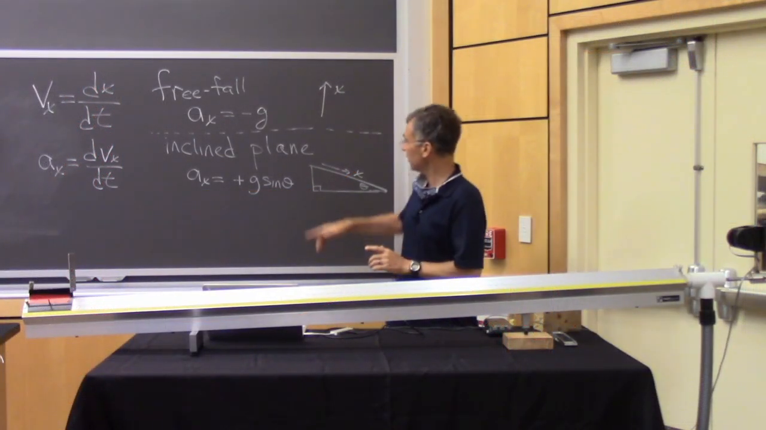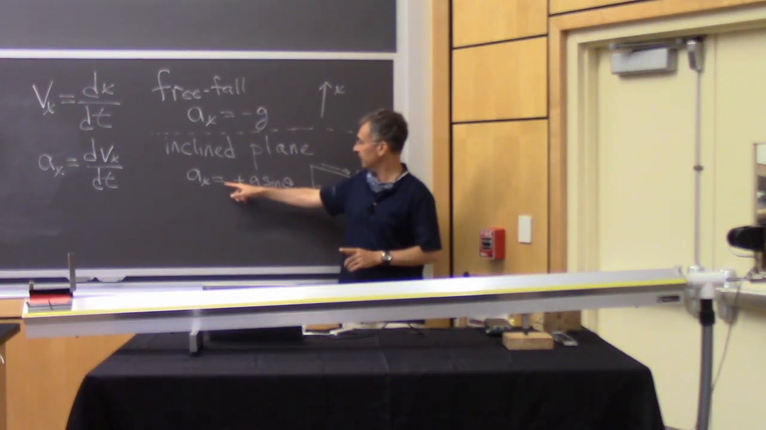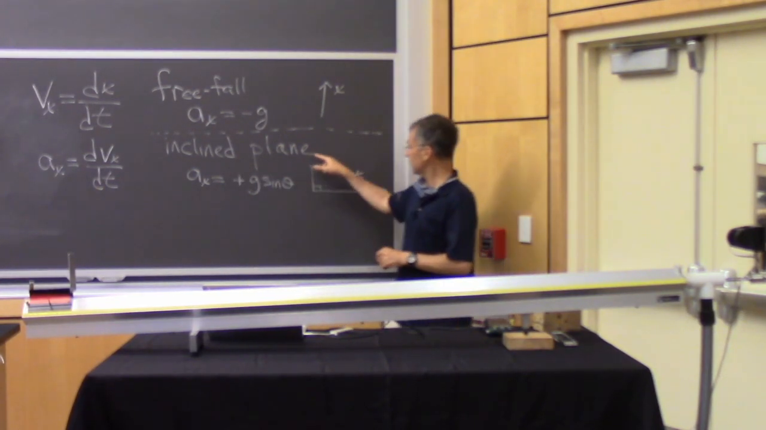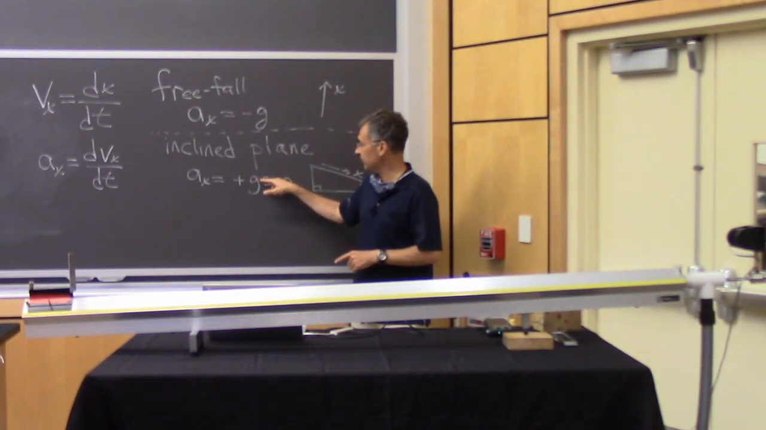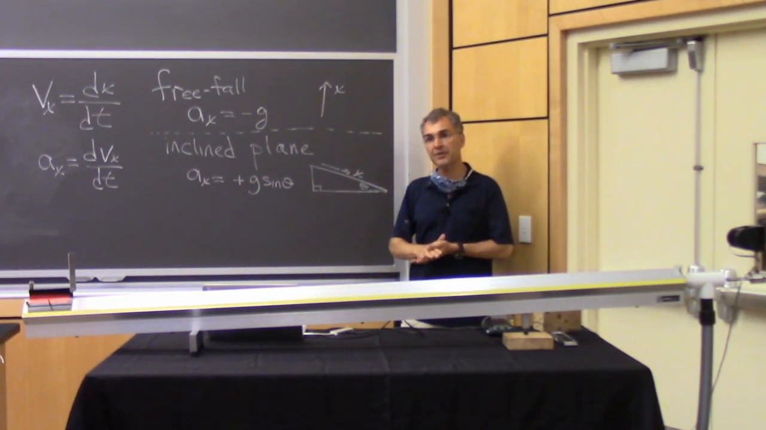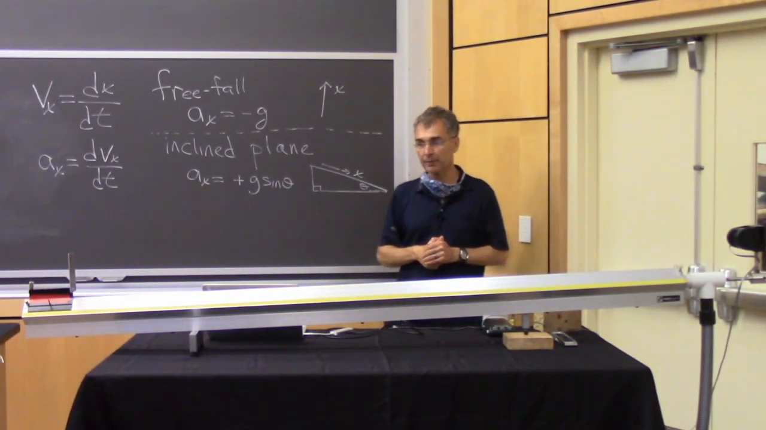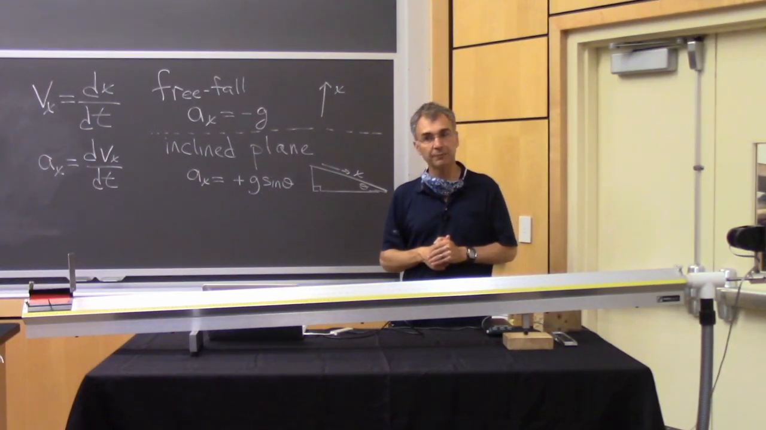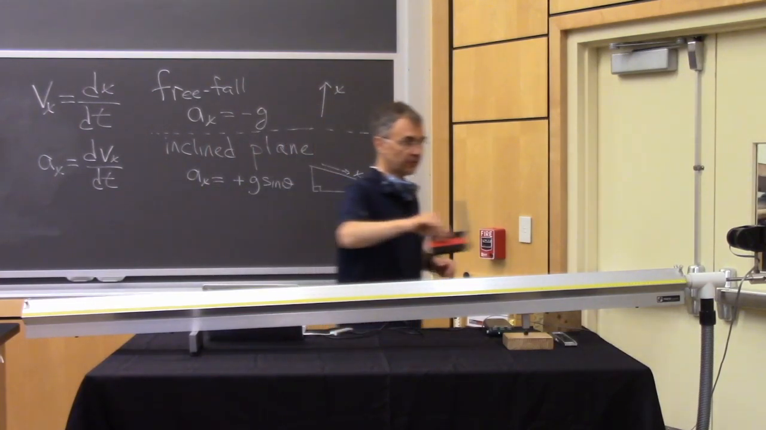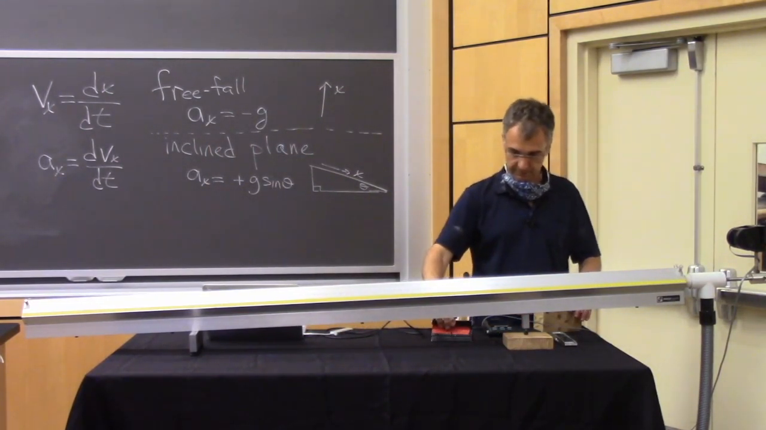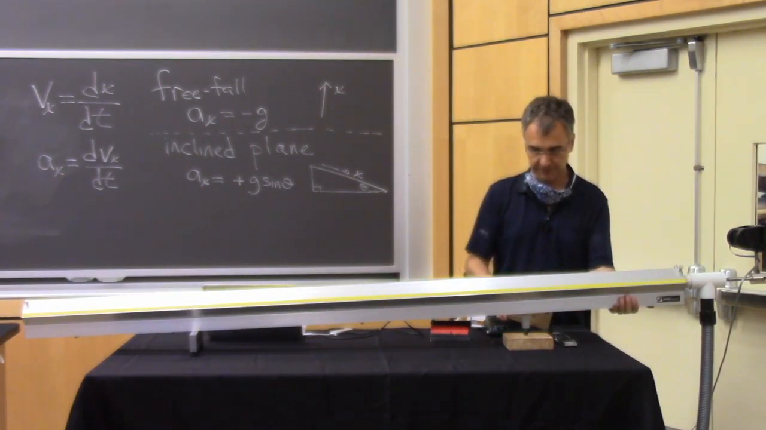And our acceleration, a sub x, is positive in the downhill direction. x points downhill, so a sub x is plus g sine theta. If we made theta bigger, the acceleration would be bigger. I think you might be able to see that, at least with your eye, if we just momentarily make the slope a little bigger.